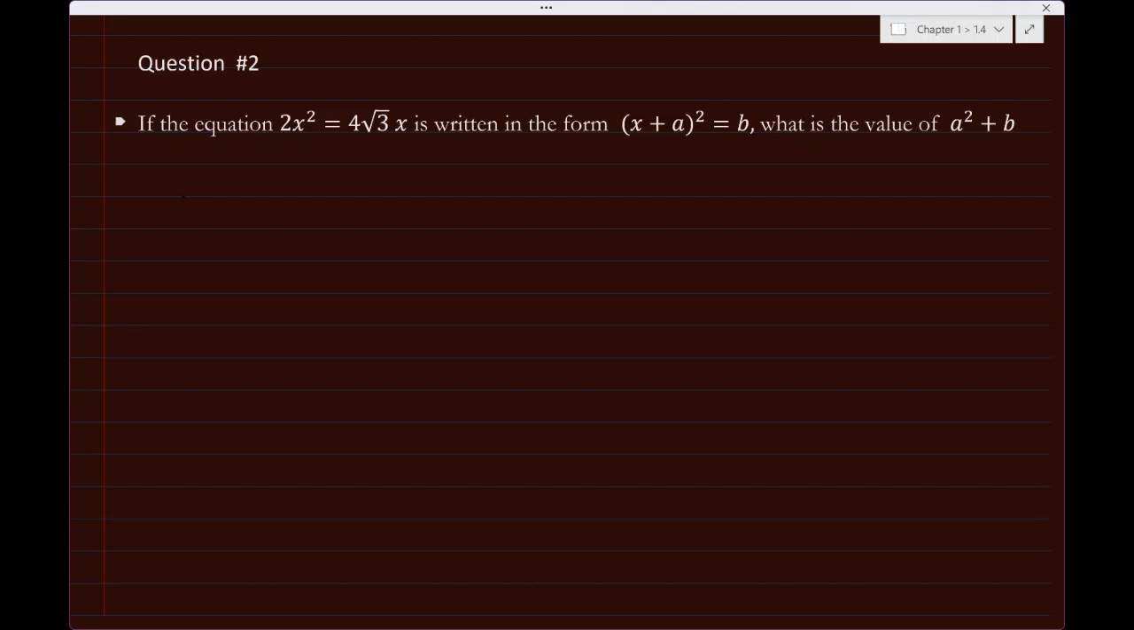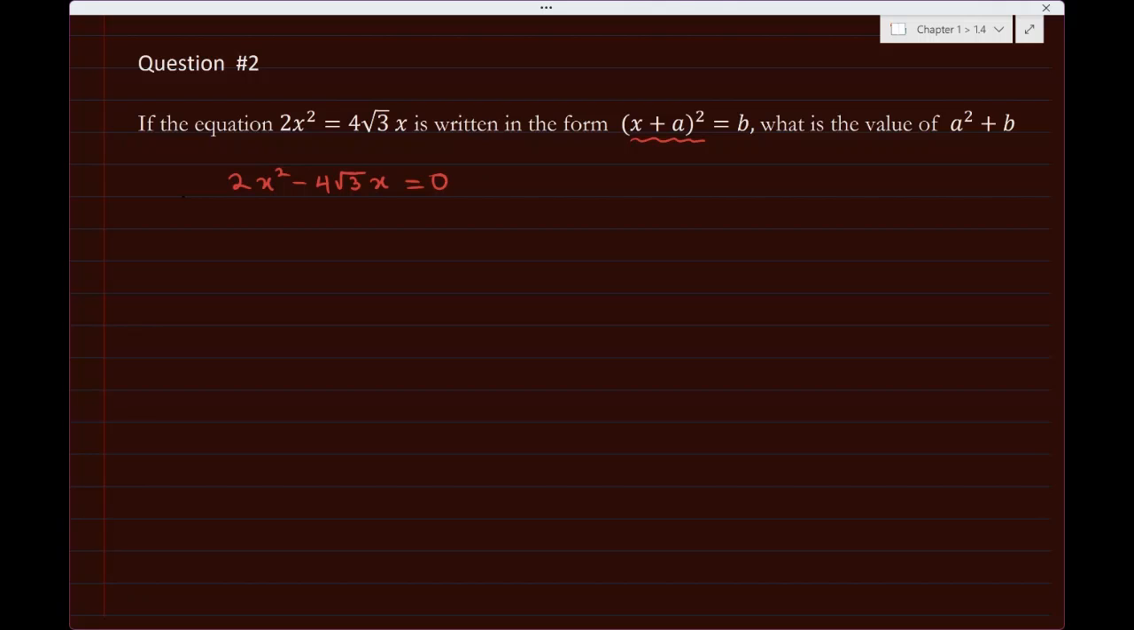Now, if we look at this, it tells us that we're trying to write this as a kind of perfect square. So this equation is still quadratic. So we can rewrite this as 2x squared minus 4 root 3 x equals 0.